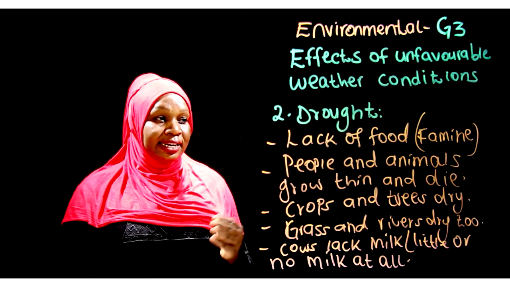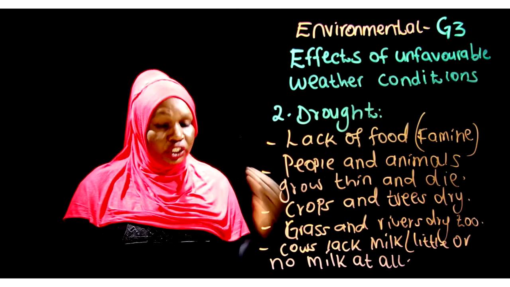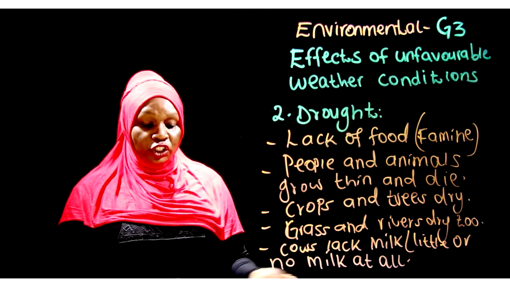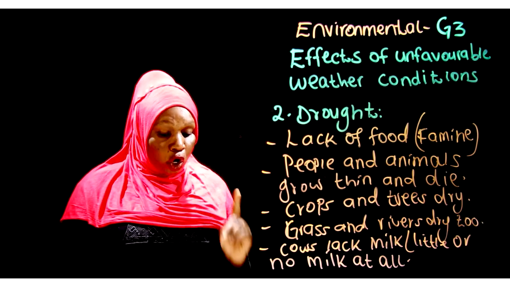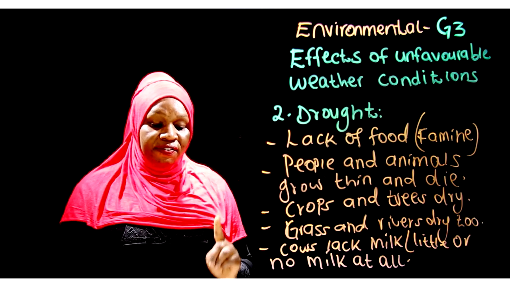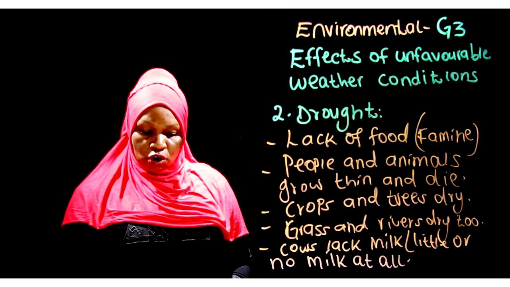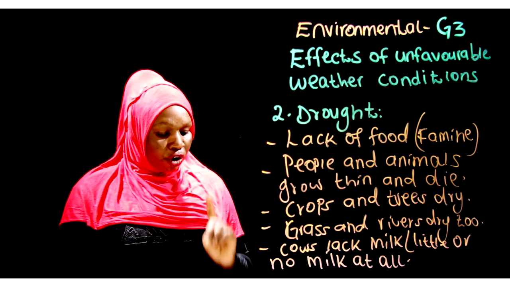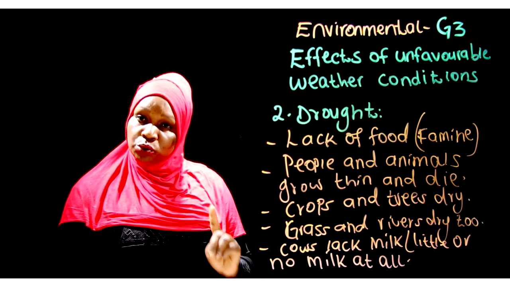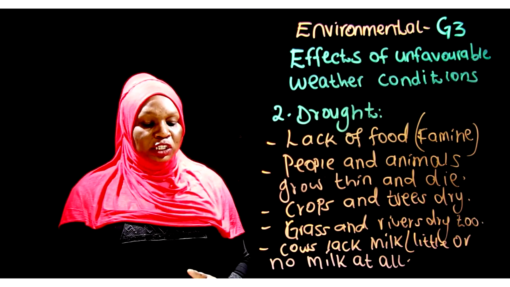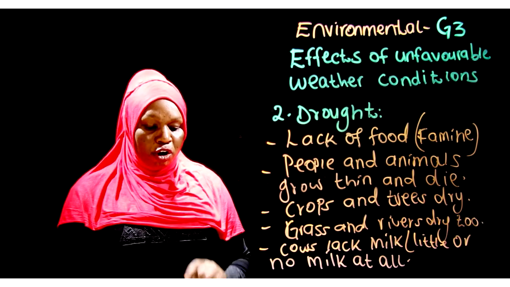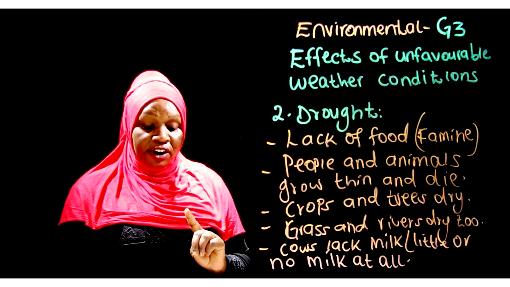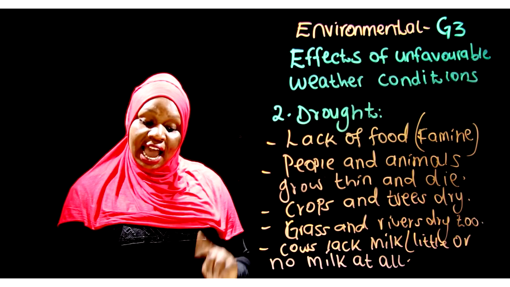Remember, I said earlier that weather keeps on changing. So one year, the weather changed. There was no rain at all. The grass and the river dried up. Oloibon's cattle had no grass to eat and no water to drink. The animals became thin. Oloibon's family got very little milk from the animals.